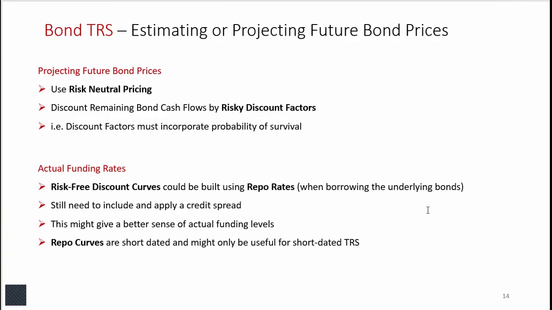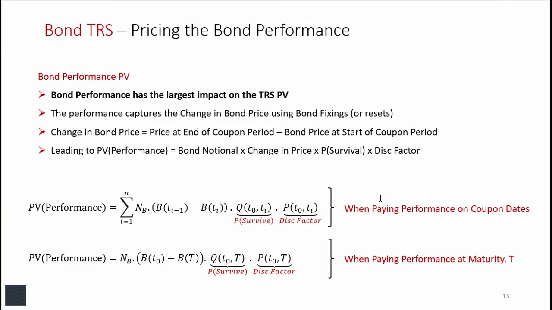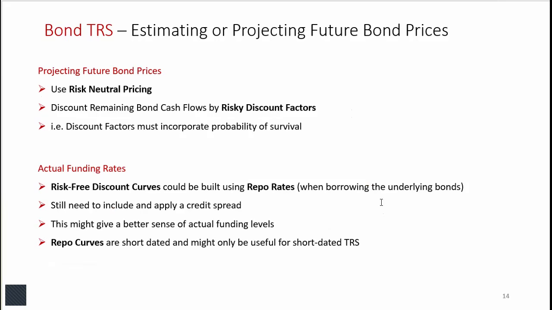Right. Now, we want to talk a little bit about how we know, when we're pricing, what the bond future values are going to be. We want to price the TRS today, but to be able to price the performance leg, you need to know what my bond prices are in the future. So how do we estimate or project these future bond prices? The standard approach is to use risk neutral pricing. What that means is we look at the remaining cash flows of the bond that are within the TRS period. So if I have a 10-year bond, but my TRS is for 2 years, I look at the next 2 years.